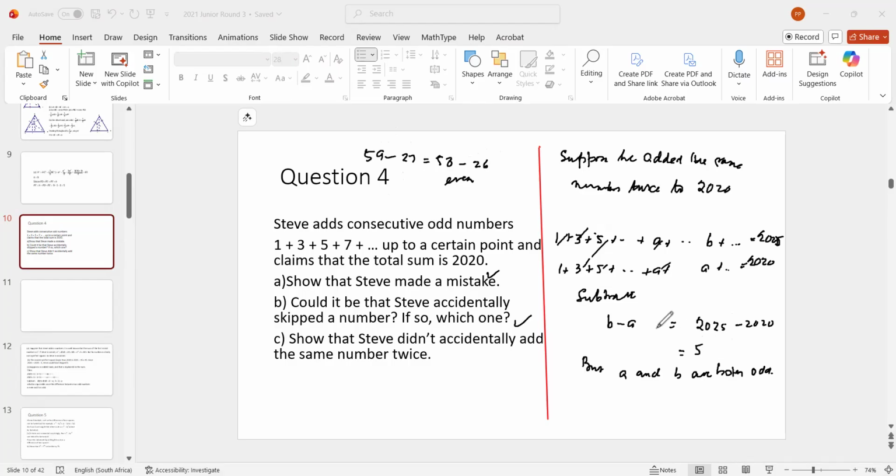And we've got that this difference between these two odd numbers is 5. So B minus A is an even number. And that is equal to 5. And this is clearly impossible. Right? Or rather than impossible, it's a contradiction.